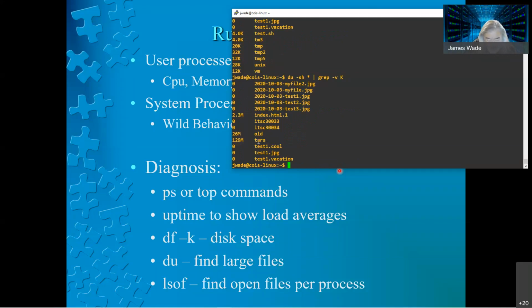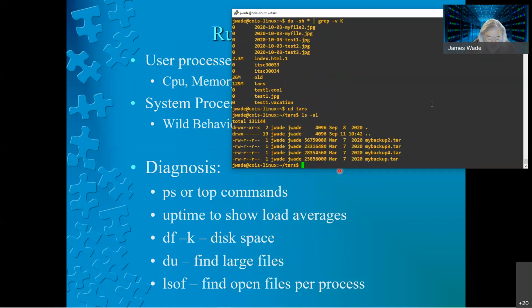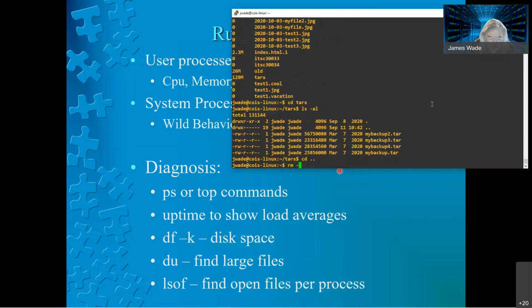So this would be the next biggest one, tars. Let's see what's in there. This is how we clean up something. I have a bunch of tars in here. I'm going to remove all of these. Actually, let's go up. We'll just remove the whole directory. rm -r of tars. The -r says do a recursive.